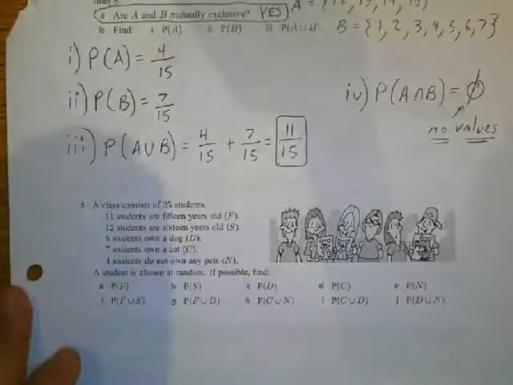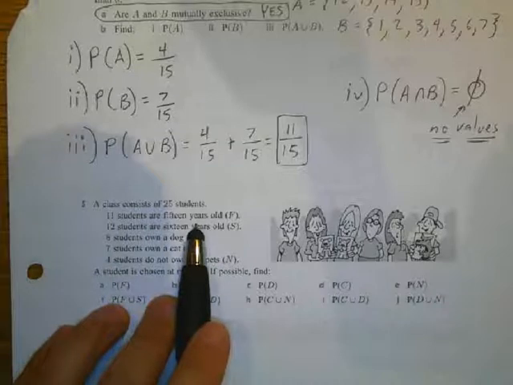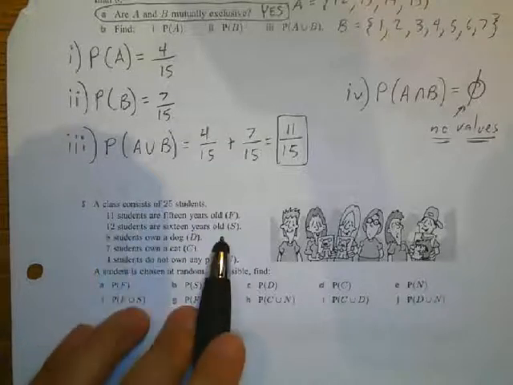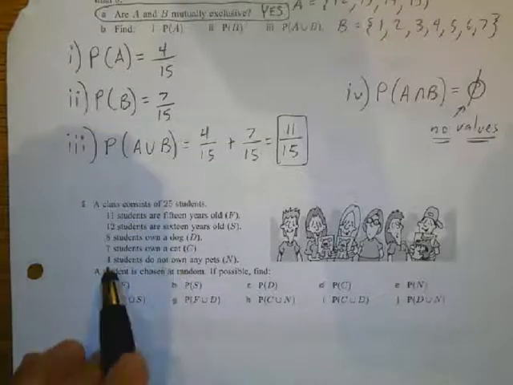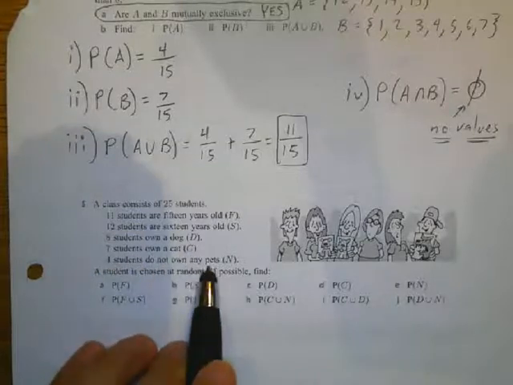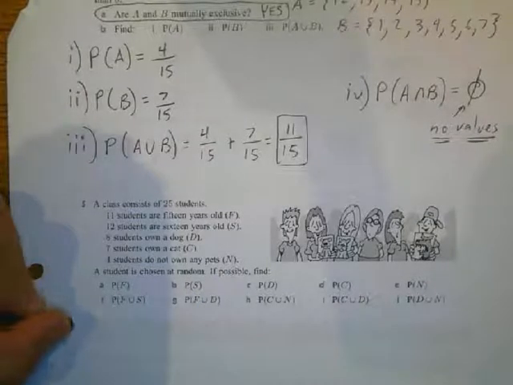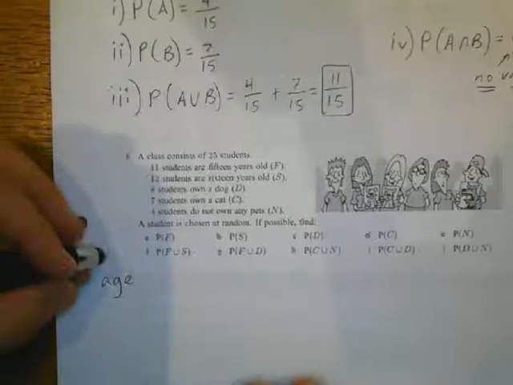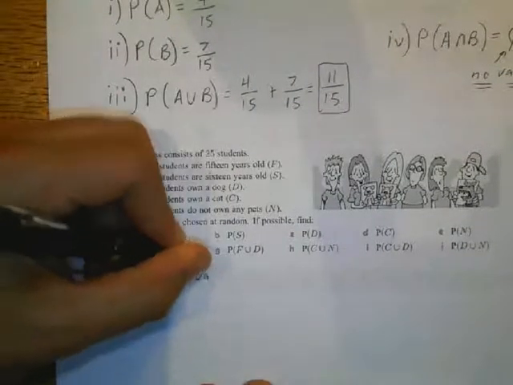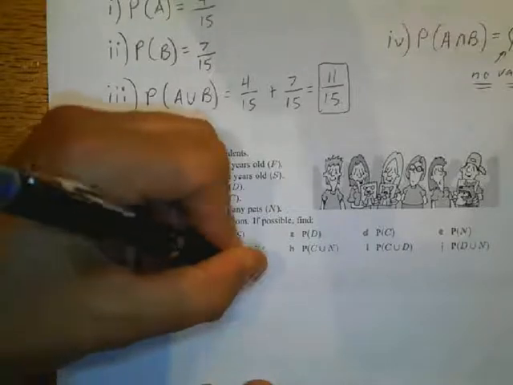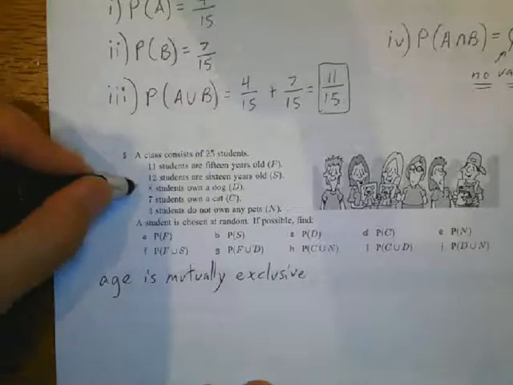Last question. The class consists of 25 students. 11 are 15 years old. 12 are 16 years old. 8 students own dogs. 7 students own cats. 4 students do not own any pets. So the first thing we know is the age is mutually exclusive. Right? You can either be 15 or 16, but not both.